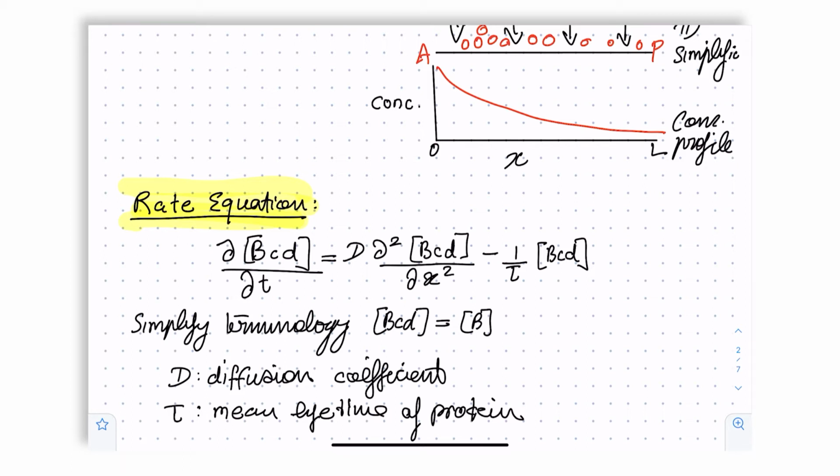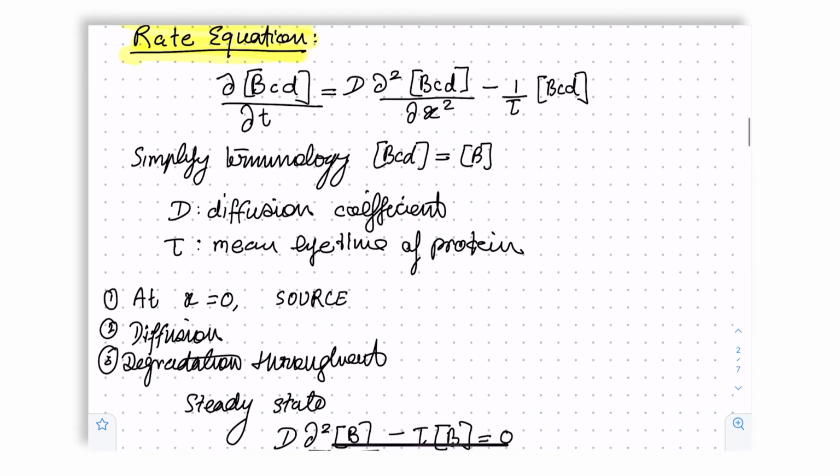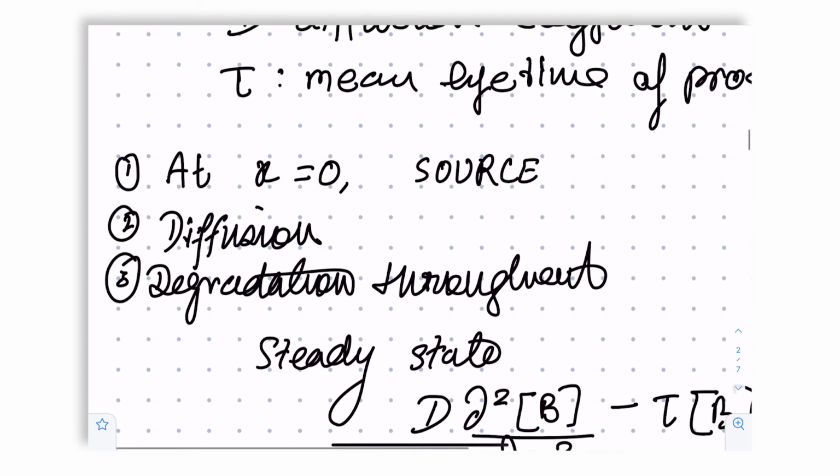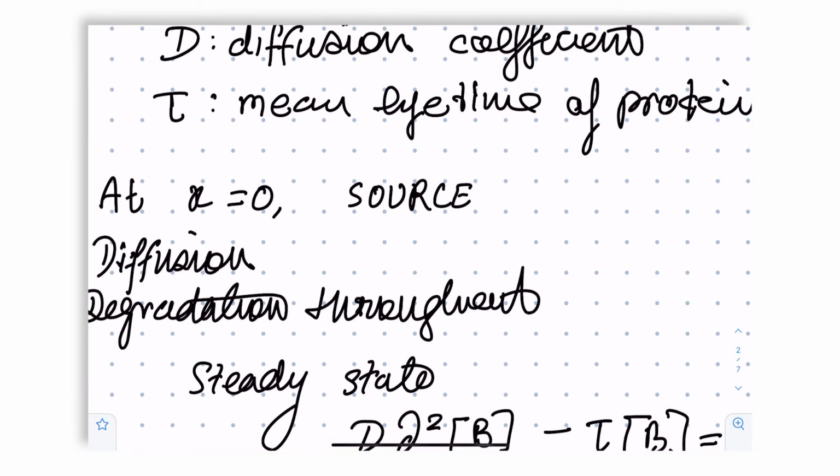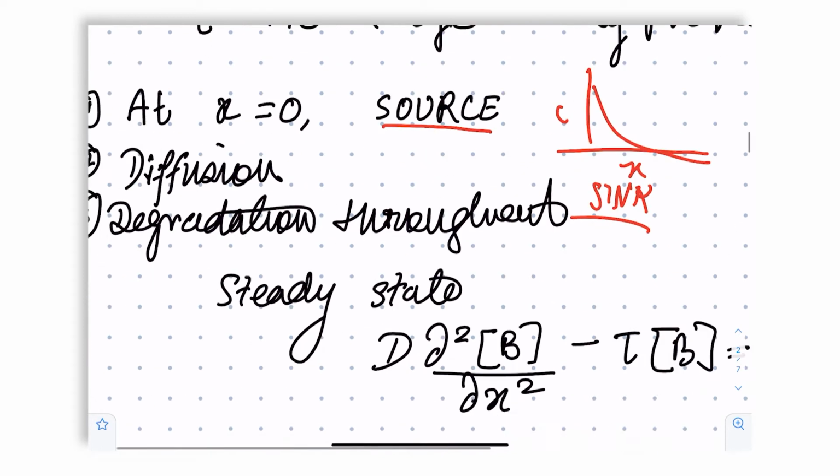We are going to simplify the terminology and simply replace BCD with B. Square brackets indicate concentrations. In such a case, then at x is equal to 0, where the source is thought to be, there will be some maximal value at that point. There will be diffusion connecting that point with every other point, and there will be degradation throughout. This is nothing but a source sink system, which we had spoken about earlier, will expectedly give us something like an exponential solution, where concentration and x are the y and x respectively.